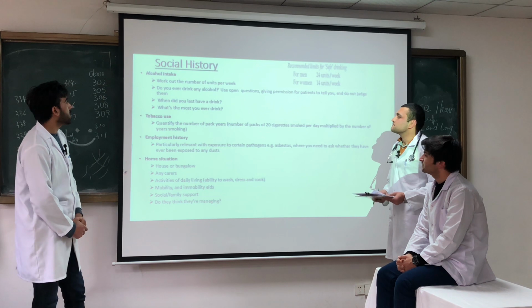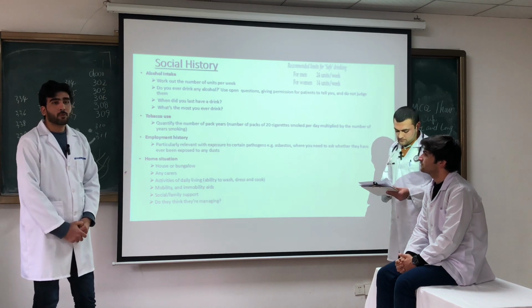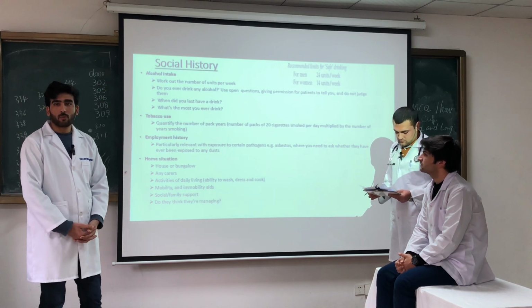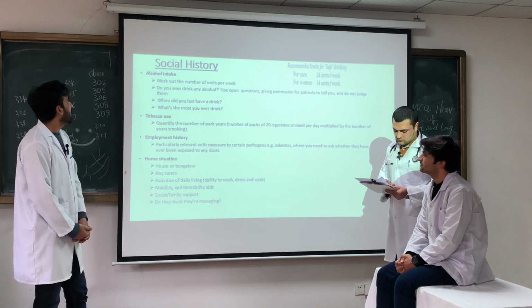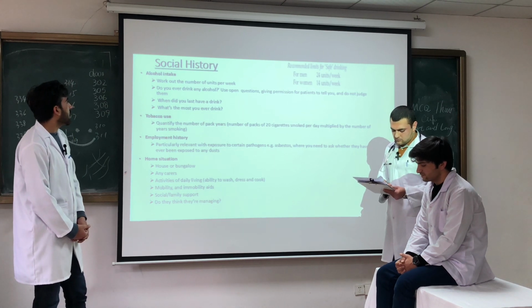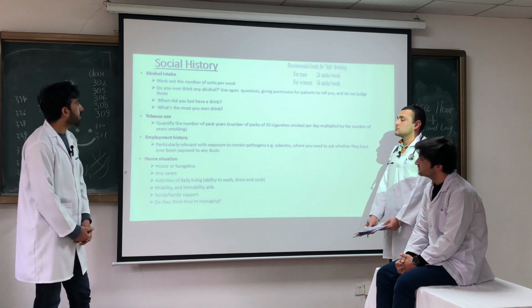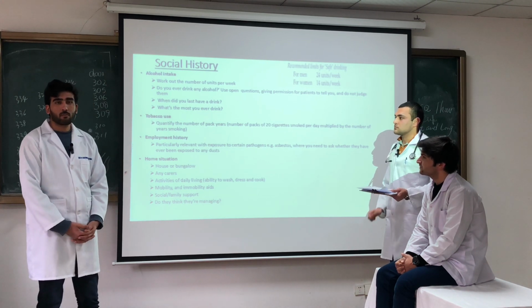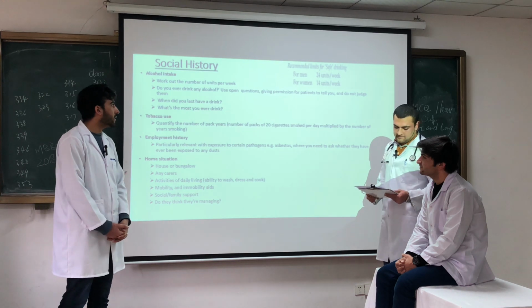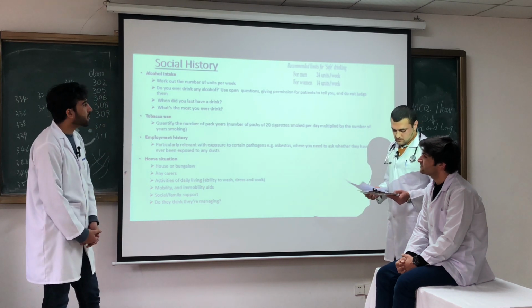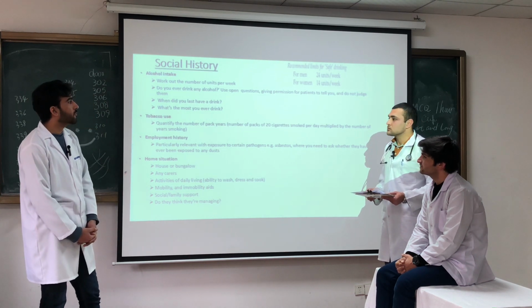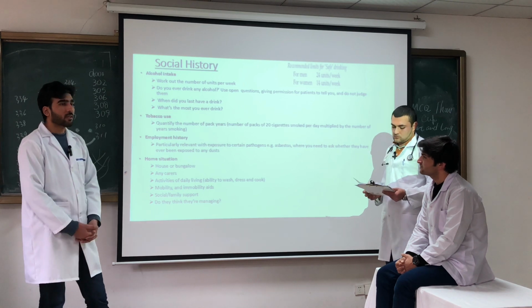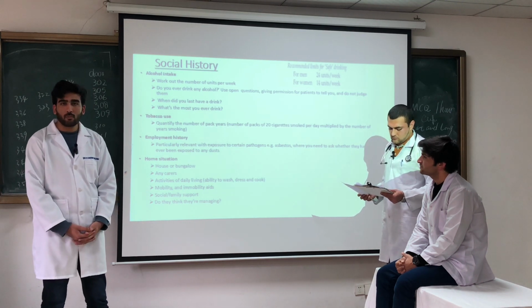So next is the social history. Social history, most important, is about the alcohol and smoking. Alcohol history, we will ask about the alcohol intake, work out the number of units per week, because there is a recommended and safe limit for men and women. For men there is 24 units per week and women 14 units per week. If we exceed that limit, there will be some trouble.